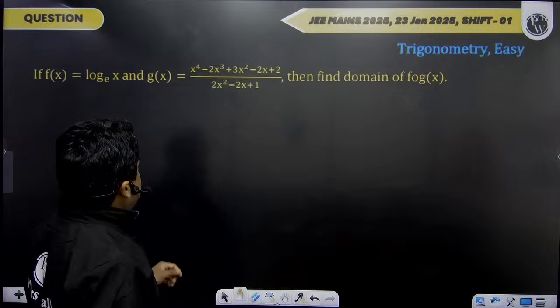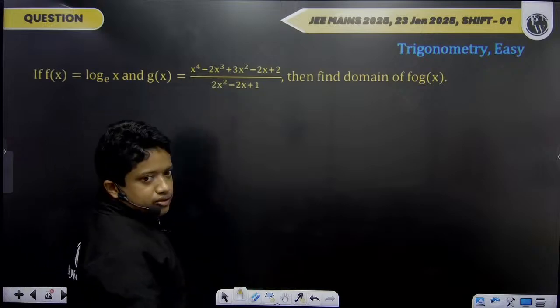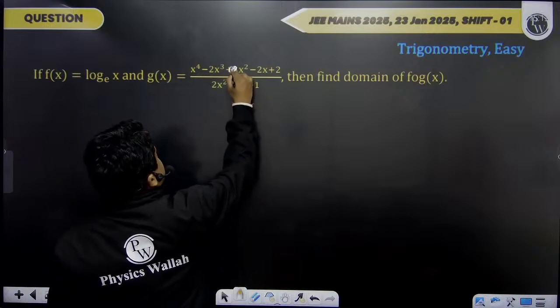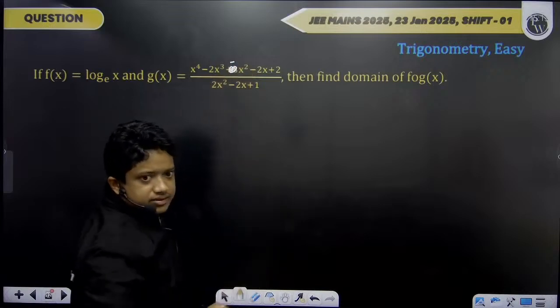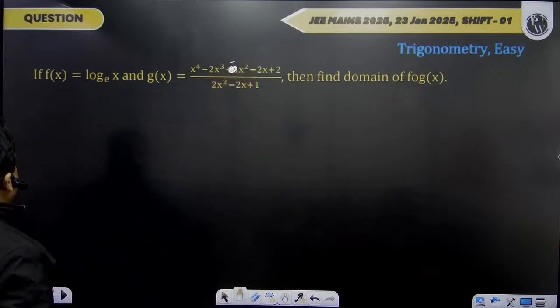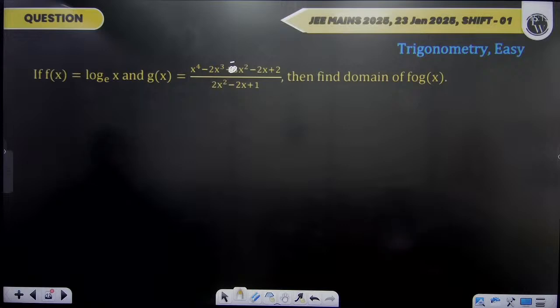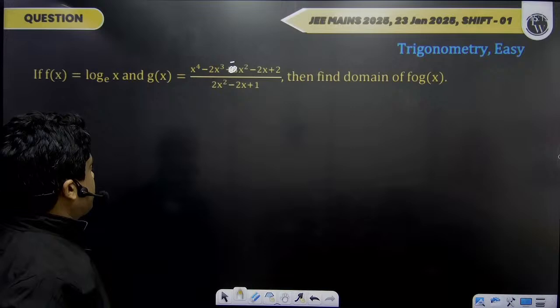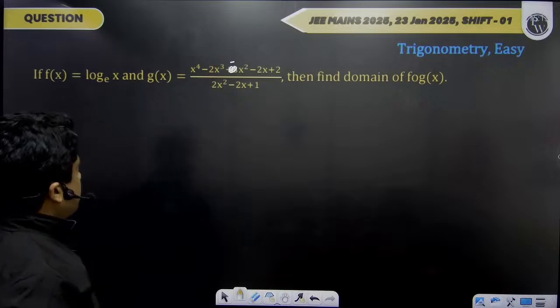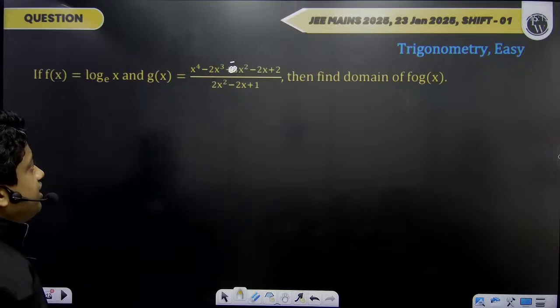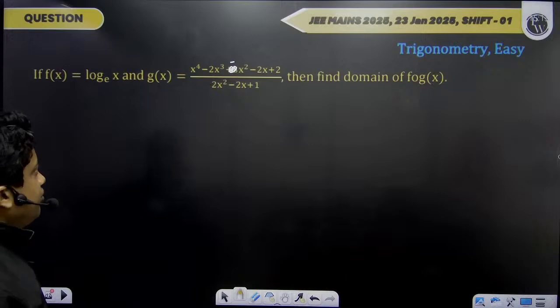Next question, there is a change in this question. This plus 3 will be changed as minus, right? Okay, so the question is, if f(x) equal to log x and g(x) equal to (x⁴ minus 2x³ minus x² minus 2x plus 2) by (2x² minus 2x plus 1), then find the domain of f of g of x.